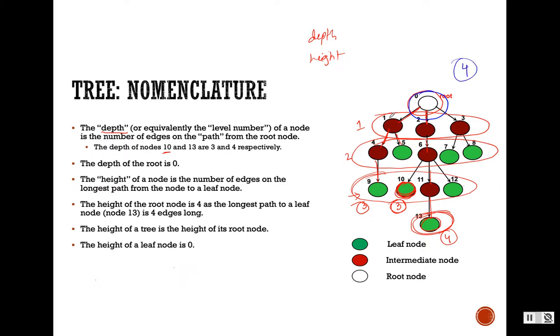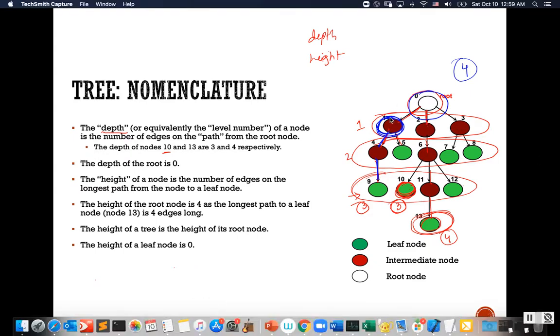Now let's consider node 1. Starting from node 1, the distance from node 1 to the longest leaf node is 1 to 4 and 4 to 9. So that is 2. So the height of node 1 is 2. And for each leaf node, their height is 0.